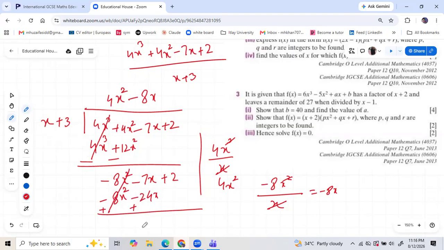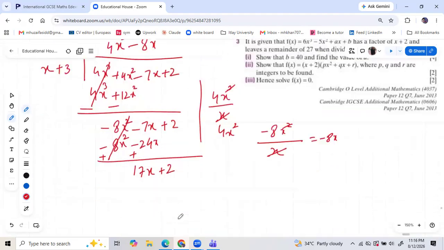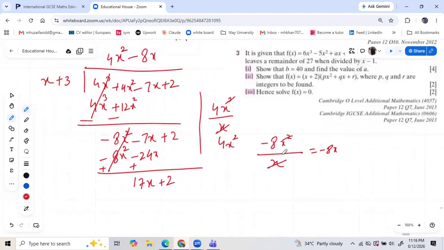So it gives us the 17 of x plus 2. Can you get it? Yes, sir. Okay. So 17x divided by x. So x is cancelled to the x. It means our dividend is what?